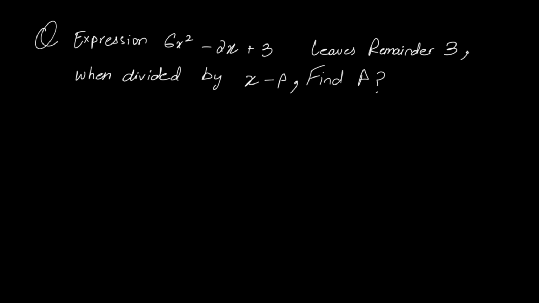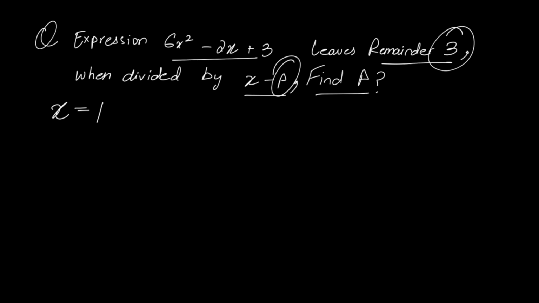So in this question it says that this is the f(x), and it leaves a remainder of 3 when it is divided by x minus p, and we have to find the value of p. So in this question they've given us the remainder, which we had to find in the previous question, and they're asking the value of the divisor. Okay, so again we're going to solve for x, so we get the value of p.